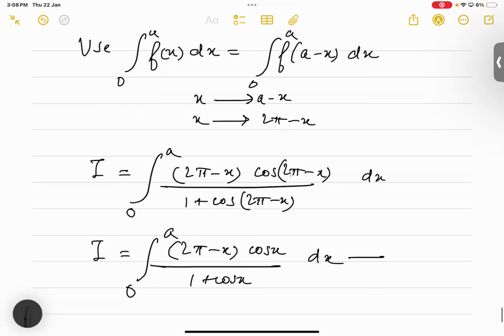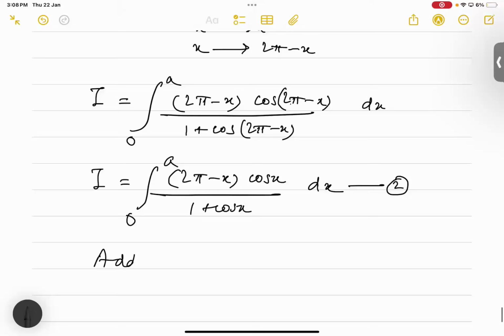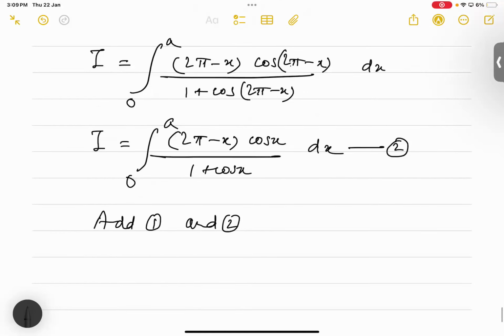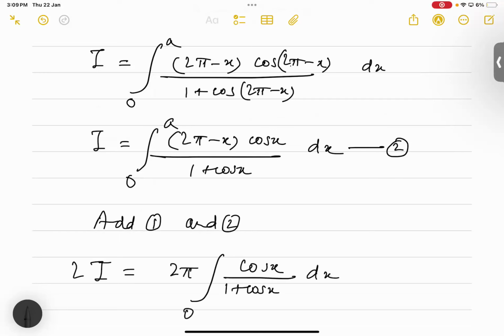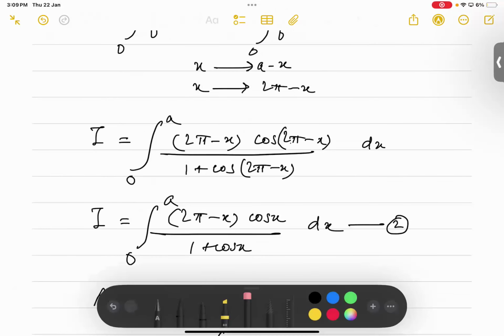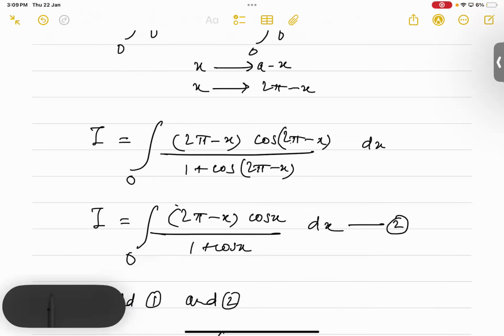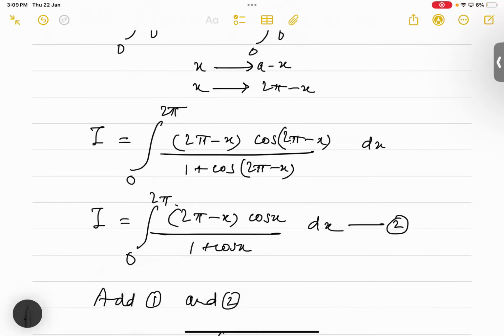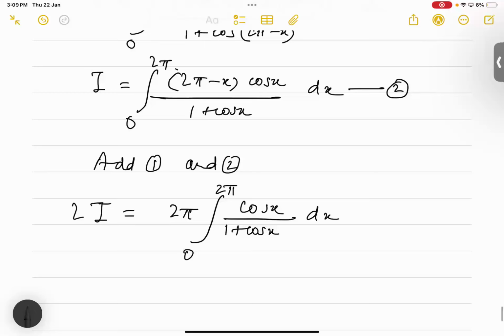Equation number 2. Add 1 and 2. Once you add 1 and 2, you'll get something like this: 2 pi outside. I'm writing it directly, guys. Why am I writing 0 to a? It should be 0 to 2 pi, right?